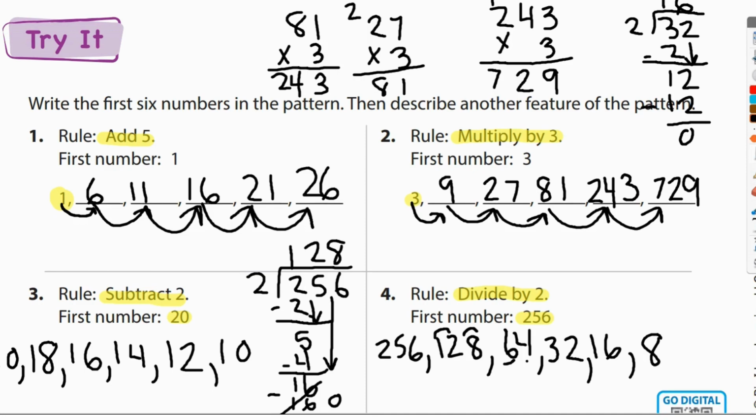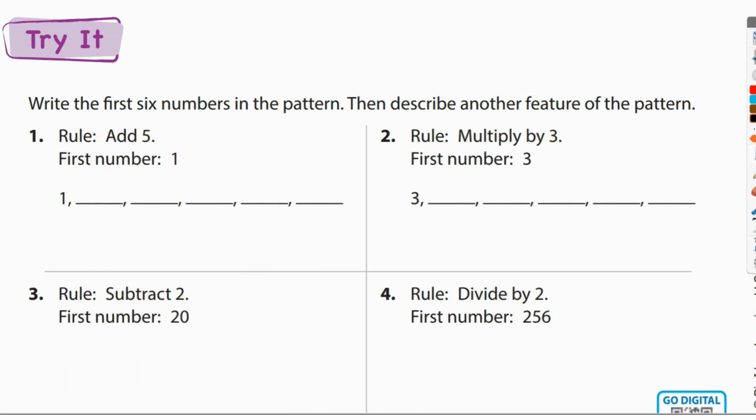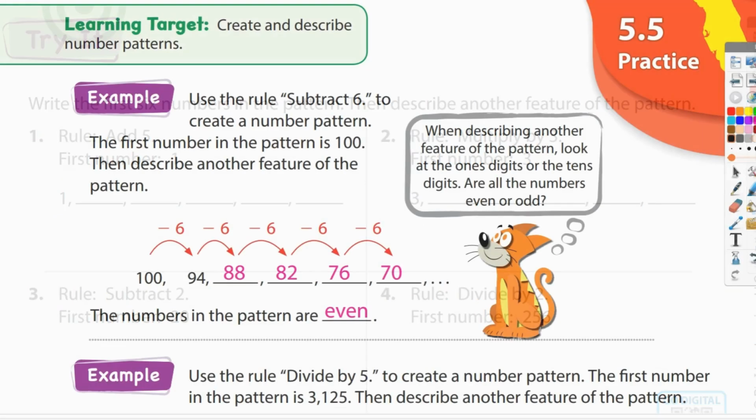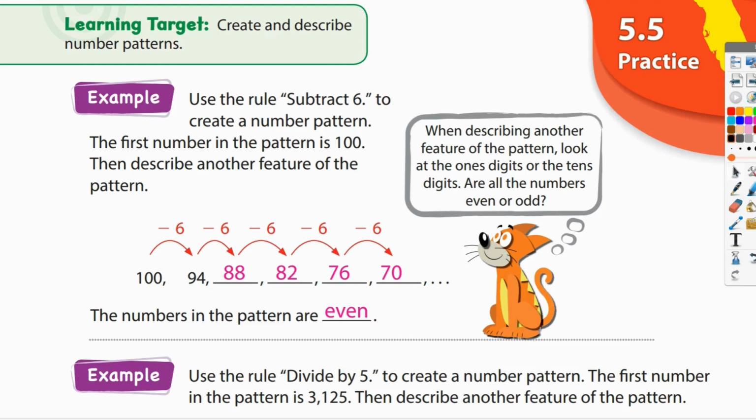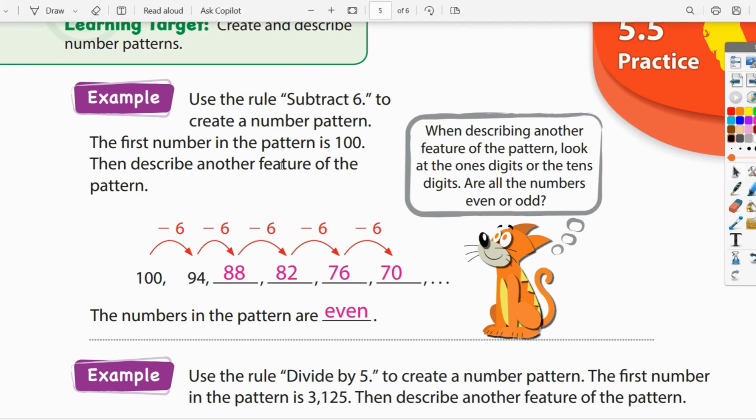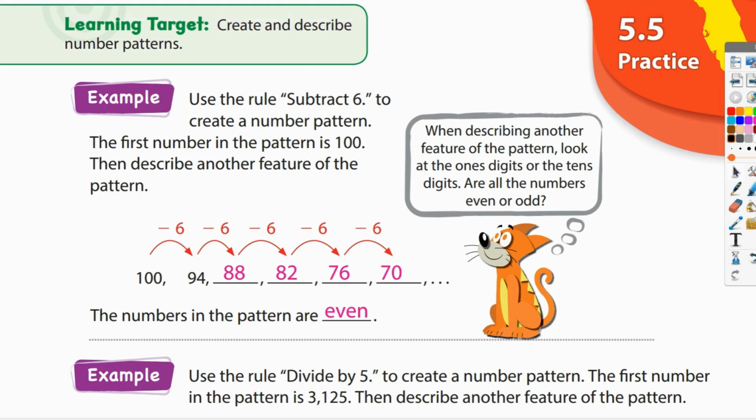Let's take a look at the homework. Okay. So let's take a look at our homework, right? This is, in other words, your 5.5 practice. Your learning target is to create and describe number patterns. So let's look at the first example. Use the rule subtract 6 to create a number pattern. The first number in the pattern starts with 100.